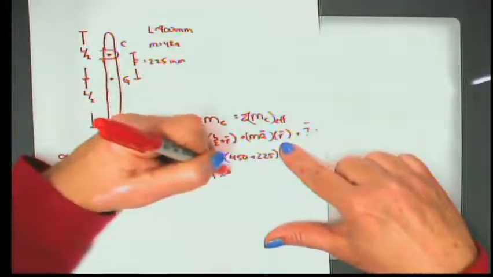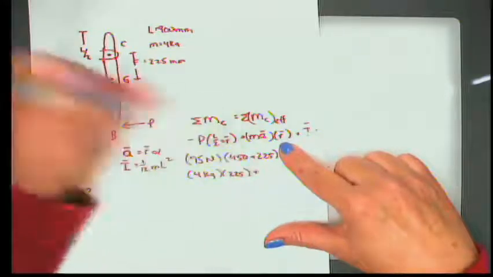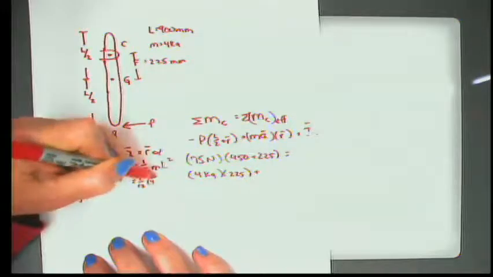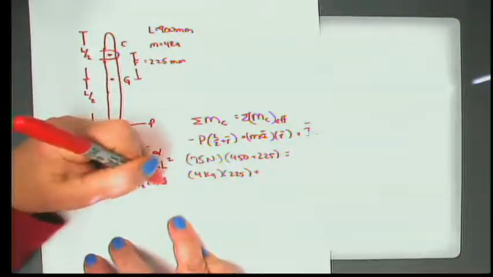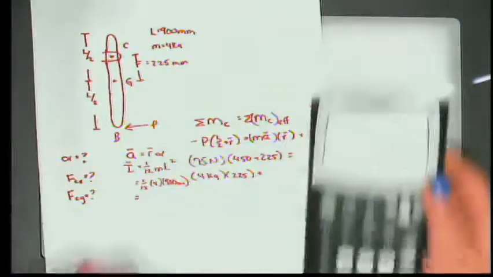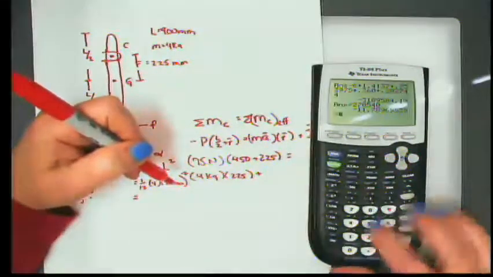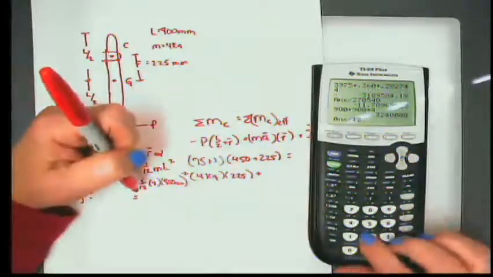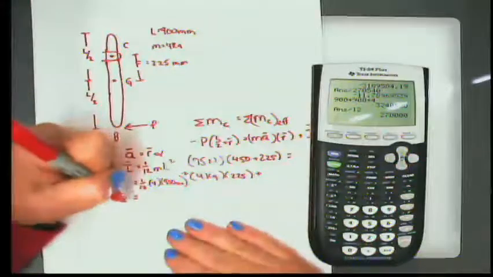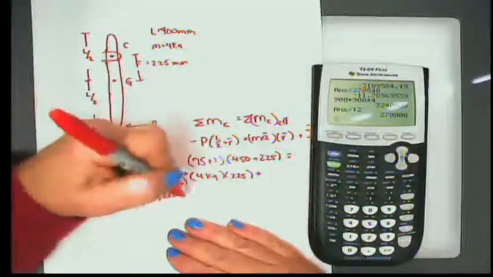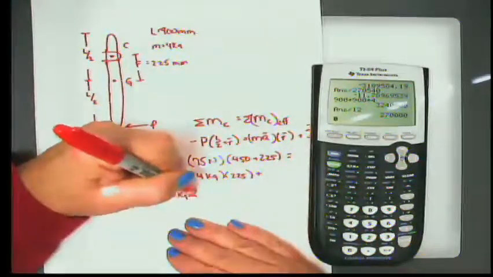Force, this is that R bar, which is 225, plus I bar, which we need to calculate. That's 1/12 times 4 kilograms times 900 millimeters squared. Boy, I'm really thinking I want to go to meters instead of millimeters, but what the heck. So we have 900 squared times 4 divided by 12. That number is 270,000, and that's going to be in kilogram millimeters squared.